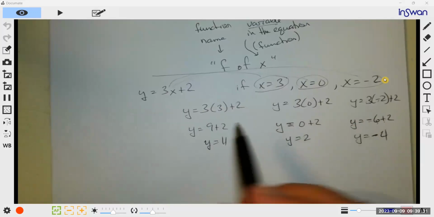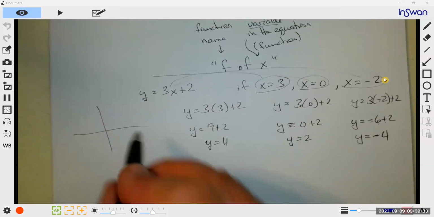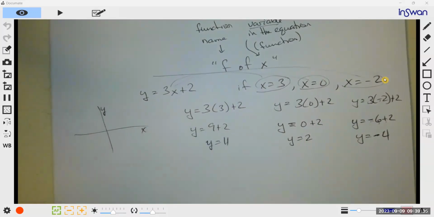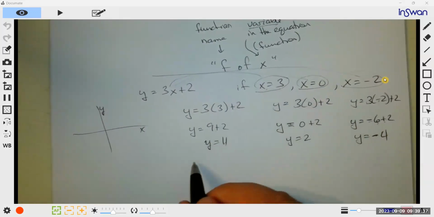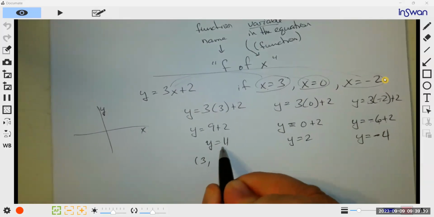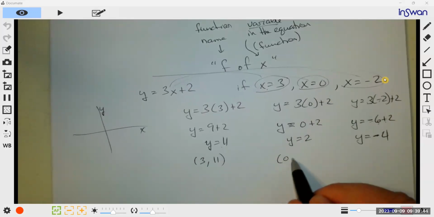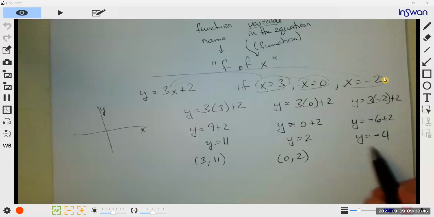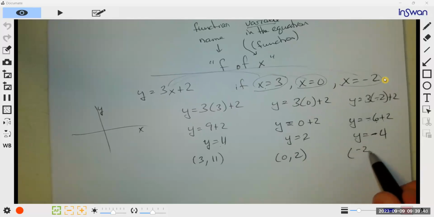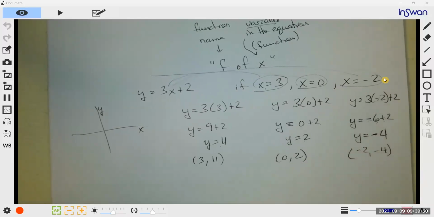Again, we're talking about x and y's. And when we talk about x and y's, we're talking about a chart, a graph. Since I defined x and I found y, I found a point. X was 0, y is 2. When x is -2, y is -4.